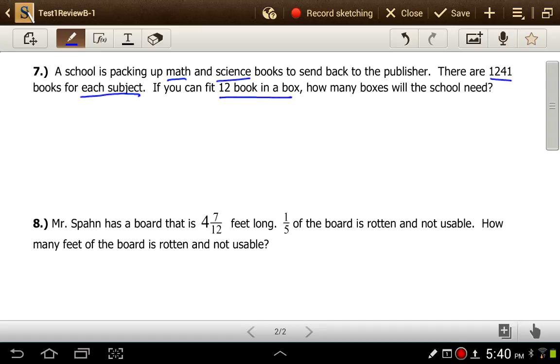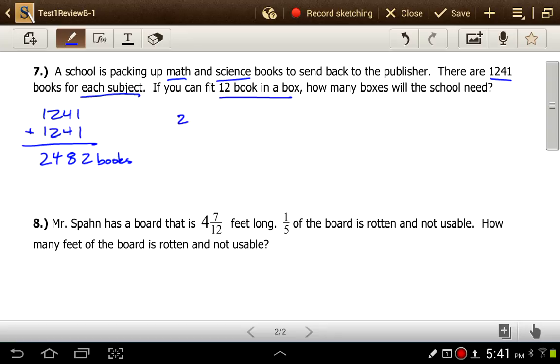Well, since each subject has that, the first thing I'm going to do is just add those up to figure out how many I have total. 2,482. That's how many total books I have. Now I can break them into boxes of 12. Since I'm breaking them into equal amounts of 12, that is division. Each box represents a section, and I want to fill each section. So I'm going to divide these.